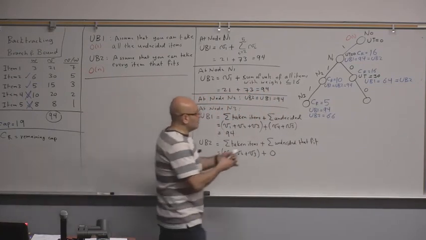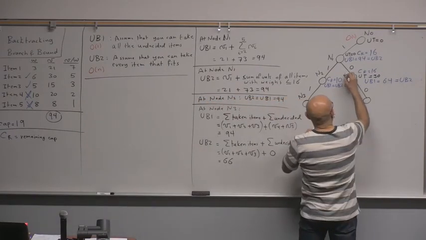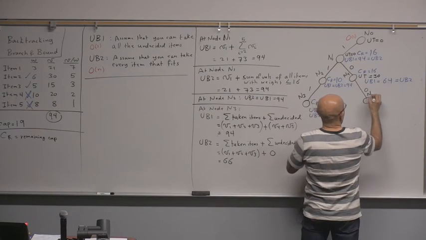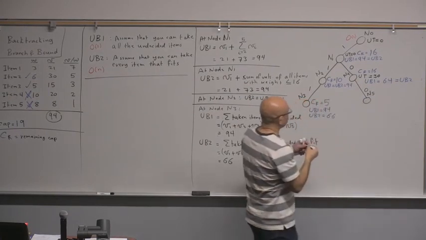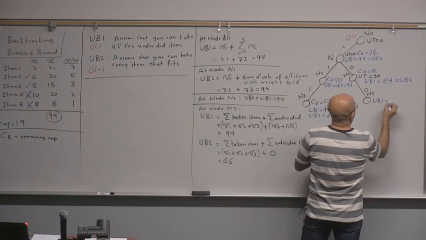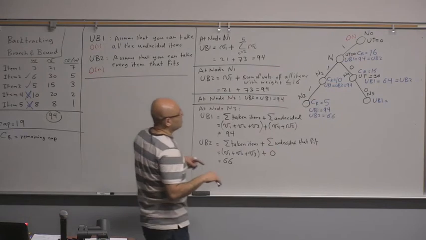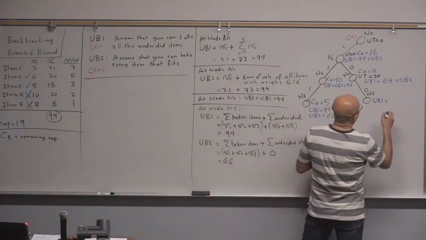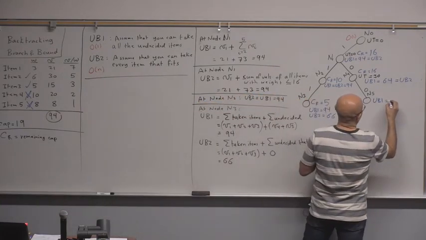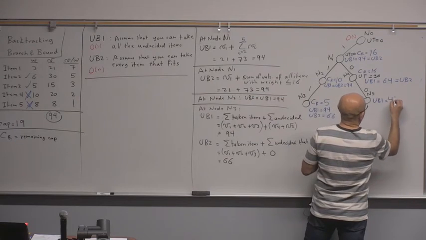Right. So here at this node, let's call it node 4, and this is node 5. Here, upper bound 1 equals 64 minus 15, which is 49.